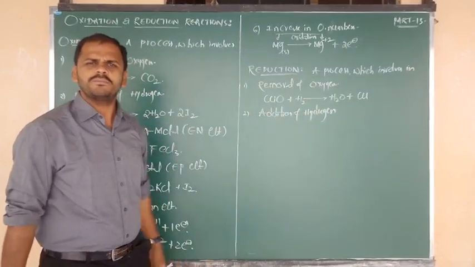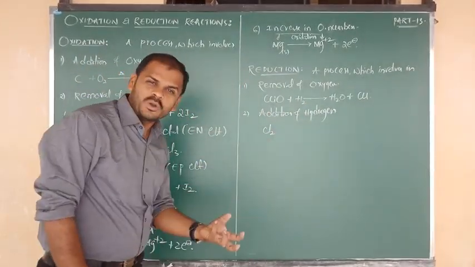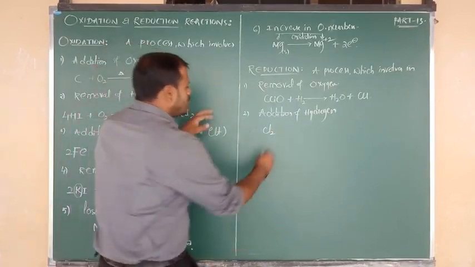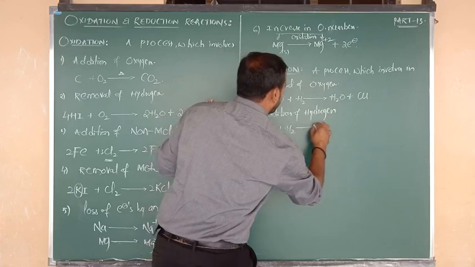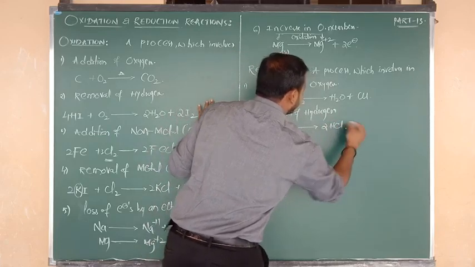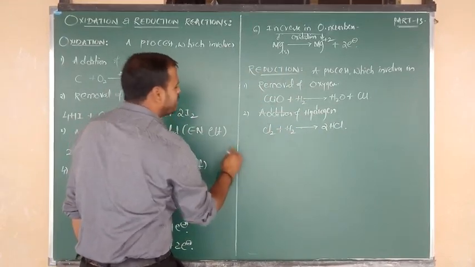But once again, I will give you another example. Suppose I first write Cl2. To that chlorine, I am going to add H2. So Cl2 plus H2, hydrogen combines with chlorine and it forms the product, which is hydrochloric acid. Addition of hydrogen takes place to the Cl2.